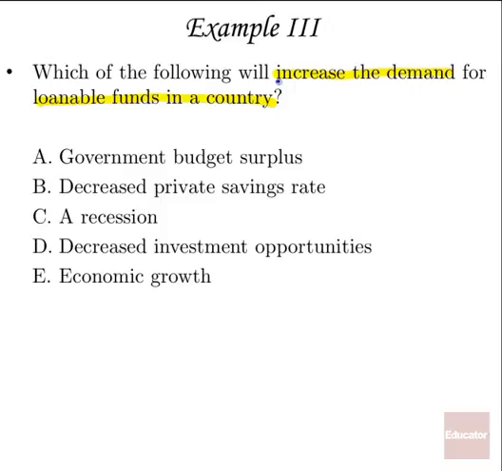So this isn't talking about the same thing here, but it's basically the same thing that will happen. What is similar to a government budget deficit in terms of loanable funds here? What will increase the demand? Well, a government budget surplus will actually decrease the demand for loanable funds, you can argue. Decrease private savings rate. So that's going to shift the supply of loanable funds to the left. And that's not true. A recession is going to shift the demand for loanable funds to the left.